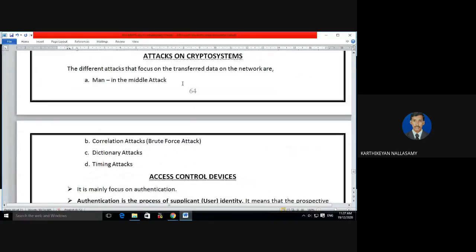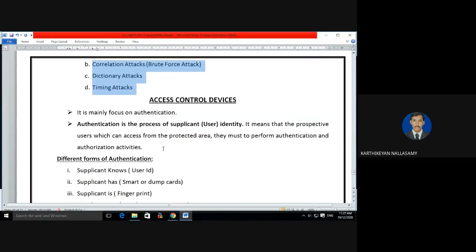And different kinds of attacks are possible: man-in-the-middle attack, brute force attack, dictionary attack, and timing attack. We already discussed 15 kinds of attacks, and from those, there are four possible types of attacks in crypto systems. And the next one is called access control devices.